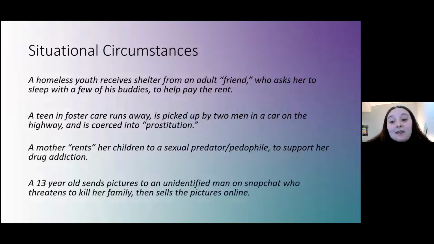And lastly, a 13-year-old sends pictures to an unidentified man on Snapchat who threatens to kill her family, then sells the pictures online. So we see this one a lot more often. Youth often feel scared to tell because they don't want their parents to find out that they were talking to older men or that they sent inappropriate pictures on social media. They're very fearful and scared of what's going to happen next.